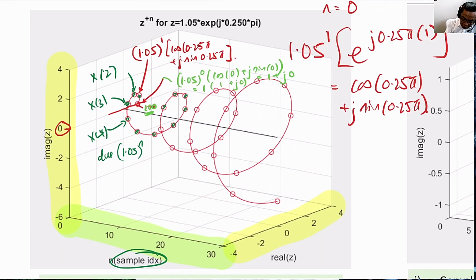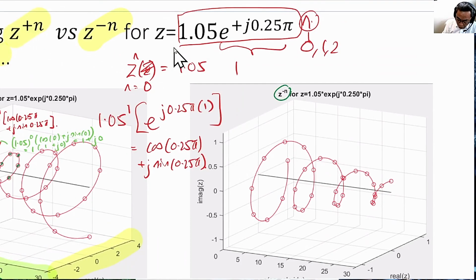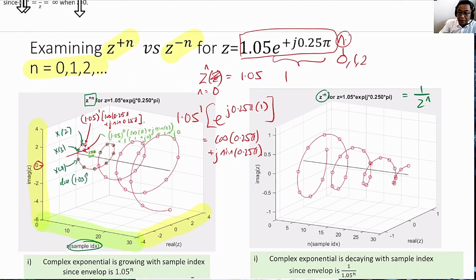In conclusion, z to the power of positive n is a complex exponential rotating anti-clockwise, and it becomes bigger and bigger due to the growing 1.05 to the power of n. What about z to the power of minus n? Z to the power of minus n is equal to 1 over z to the power of n. So in fact, it is the reciprocal of this equation. So as this is becoming bigger and bigger as time increases, therefore this becomes smaller and smaller.